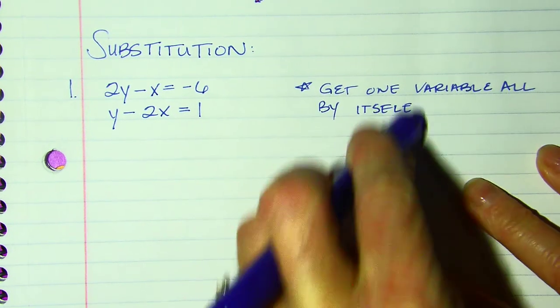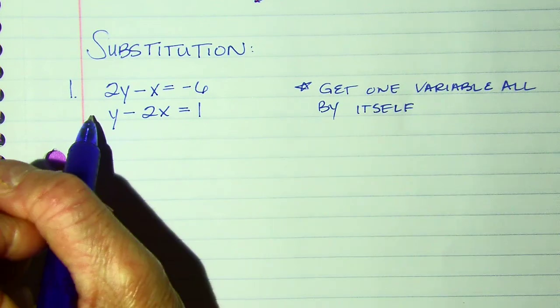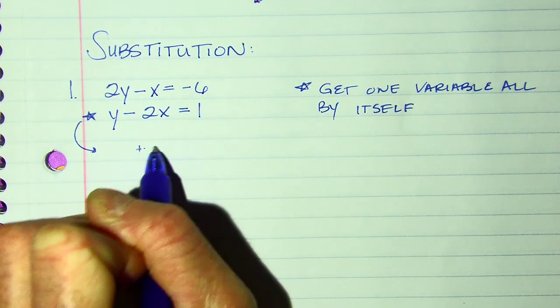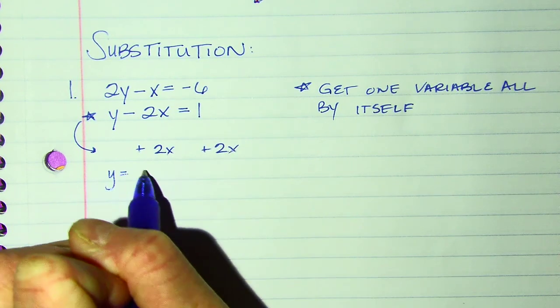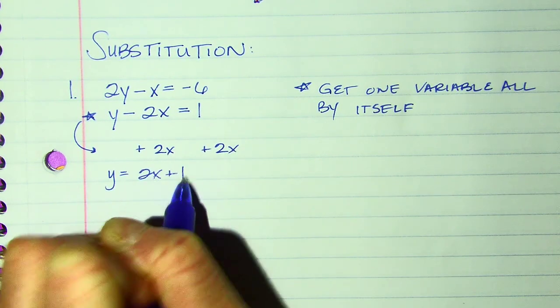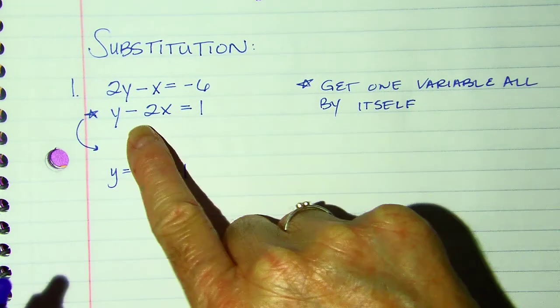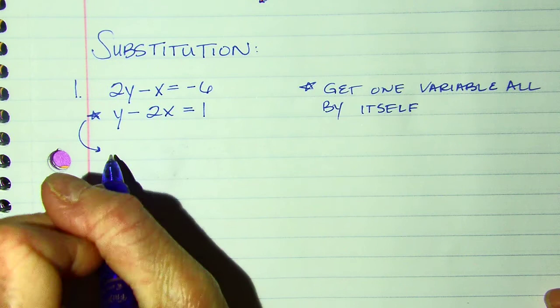Sorry, that should be an F. So I'm going to do that with this one. If I add 2x to each side, I get y equals 2x plus 1. And I hope you can see that that is what I did. I added 2x, and you know what, I'm going to write it a little bit higher so that we have room for everything.